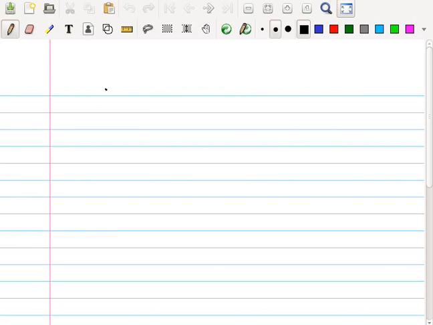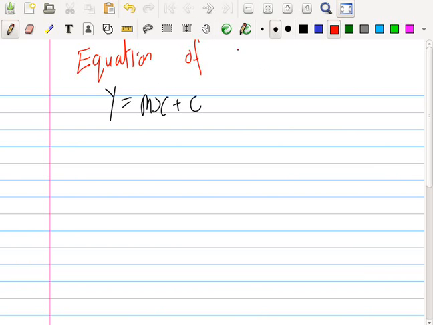Normally, you write equations of the line like this: y equals mx plus c. So this is the equation of the line. Now there's different ways of writing it, but this I find is the most convenient way.